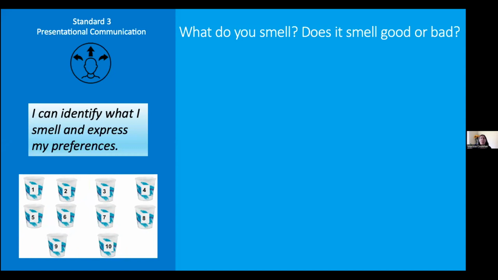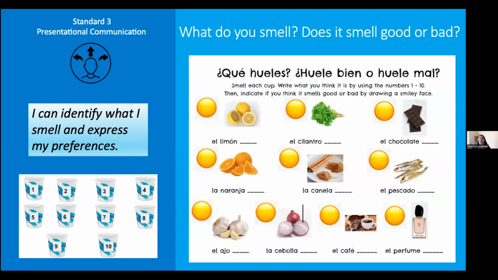What does that look like? This is the paper that they get. And so what they're doing is smelling each cup. They write what they think it is by using the numbers 1 through 10. And then on those little circle smiley faces, they're going to draw a smiley face, happy if it smells good, and not happy if it smells stinky. And then once they've taken their notes and done their experiments, they sit at their table and they present their findings. So that again is a one-way message.